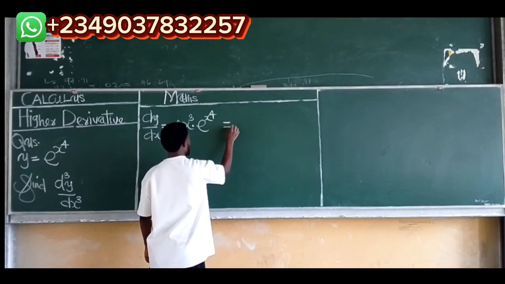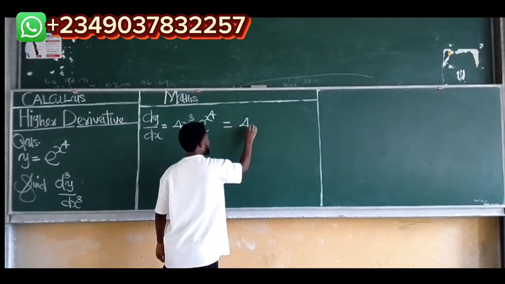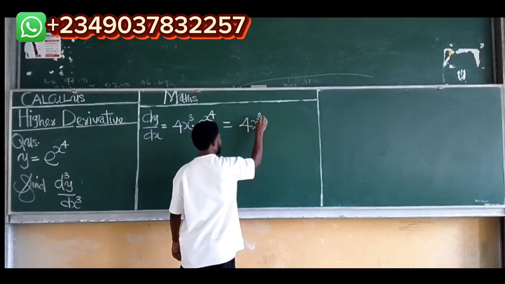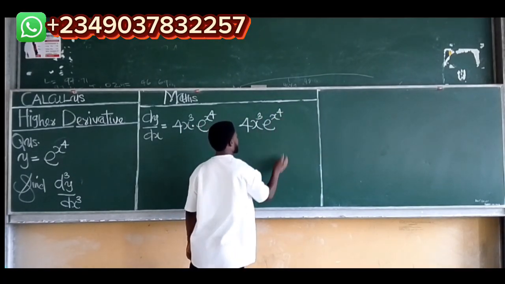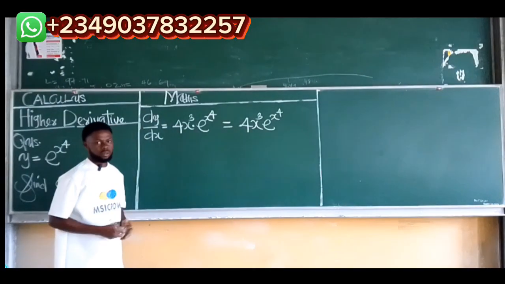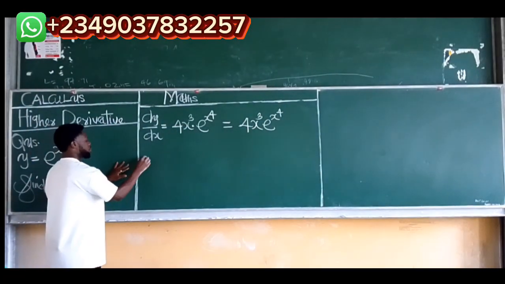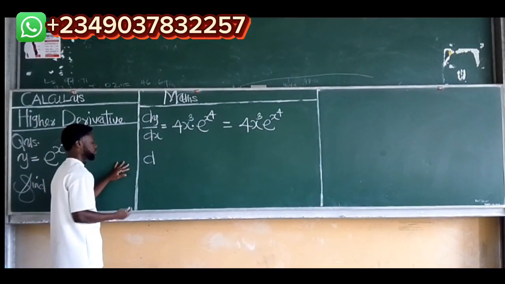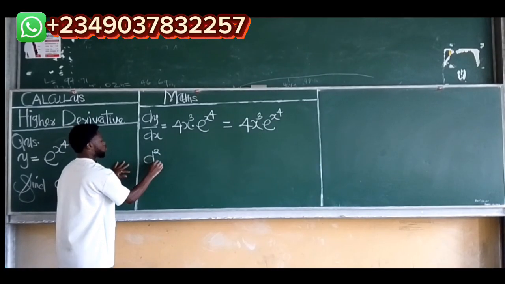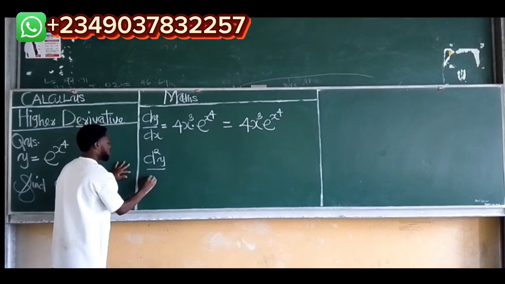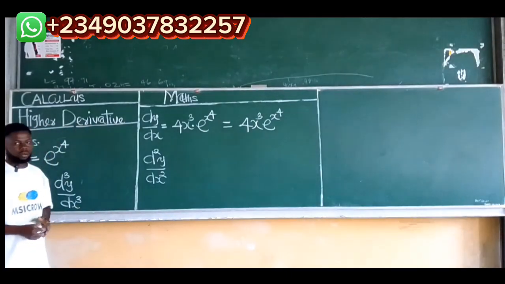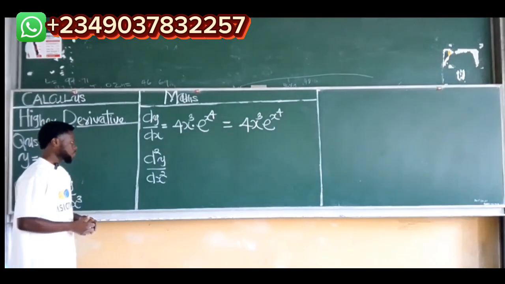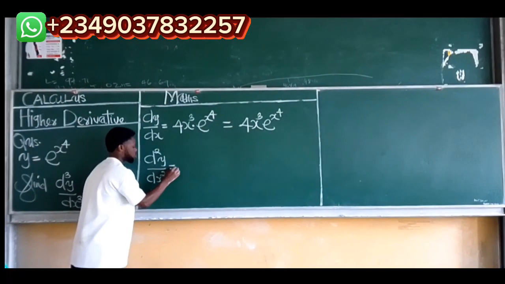dy/dx is 4x^3 e^(x^4). That becomes the final result. Now, we have to determine the second derivative, which is d²y/dx². The d²y/dx². And how do we obtain this result?